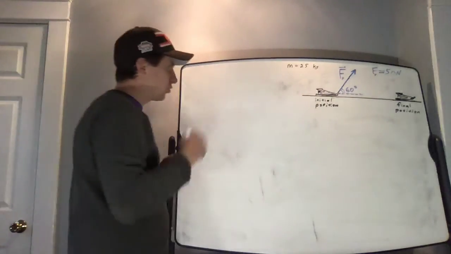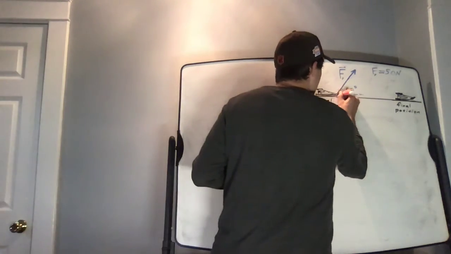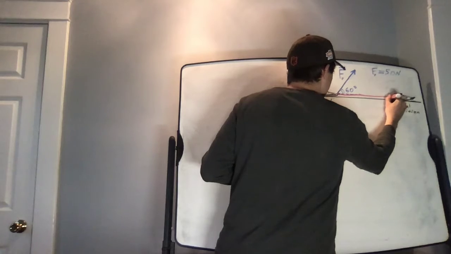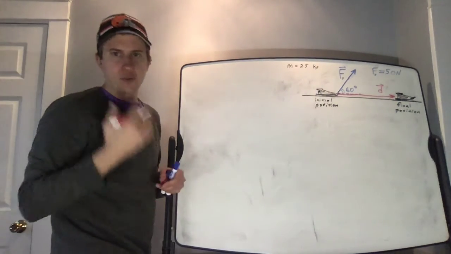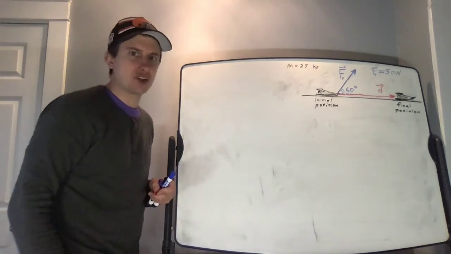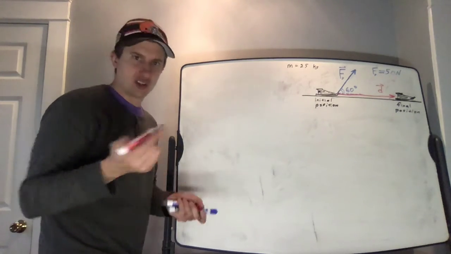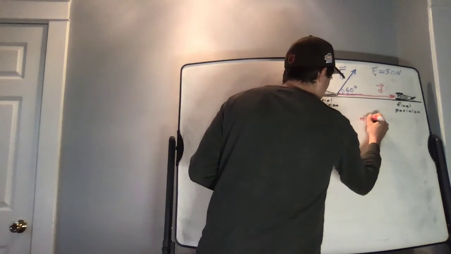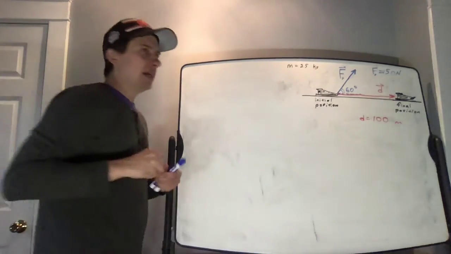But the sled moves horizontally, so I could draw the displacement of the sled to look something like this. Now, displacement is a vector pointing from the initial position to the final position, and the magnitude of the displacement vector is just the distance that it moved. So in this case, the magnitude of this displacement vector would be 100 meters.